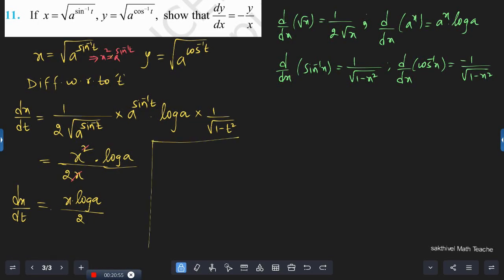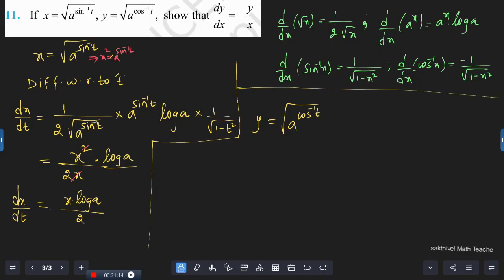Now let's go to differentiate the y. So y alone I'll take here. So y, if you square, what am I getting? Y square is equal to a power cos inverse t. But I'm differentiating y only. So differentiate with respect to t, now what am I getting?